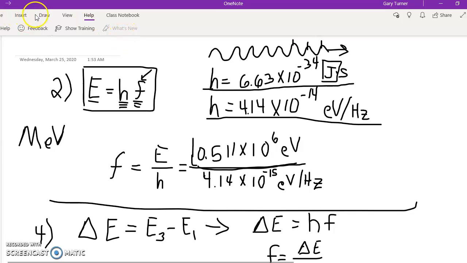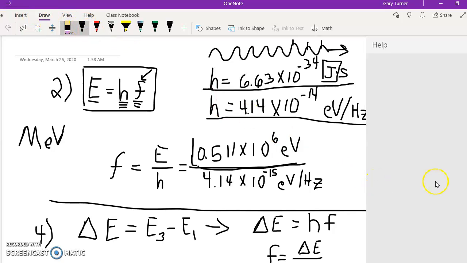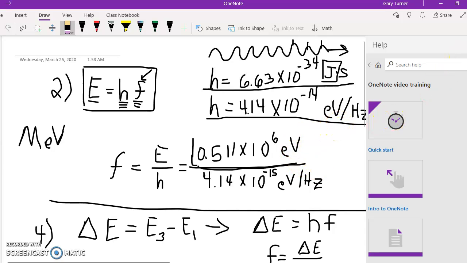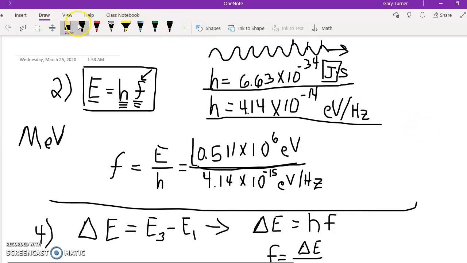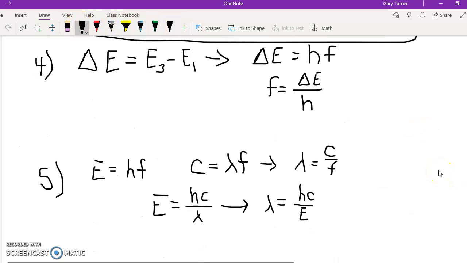Problem number 3, problem number 4, actually. And I clicked on something that I definitely did not mean to. Okay, so problem number 4. In your book, you're given this equation that says, if I have an electron in an atomic orbit, some initial orbit, and then it drops down to a lower orbit, these orbits are associated with specific energies.